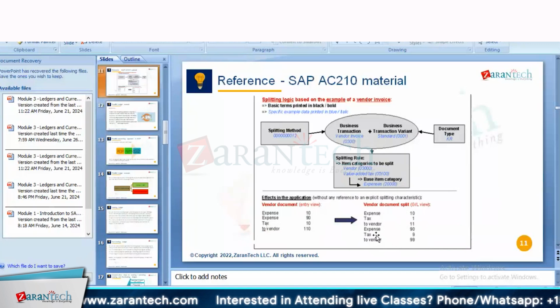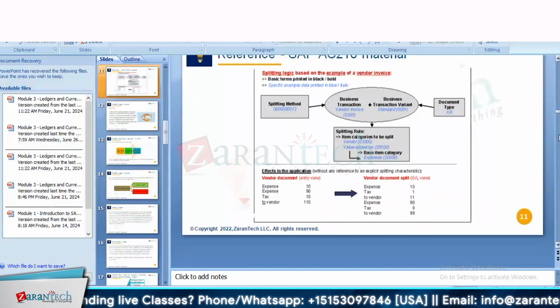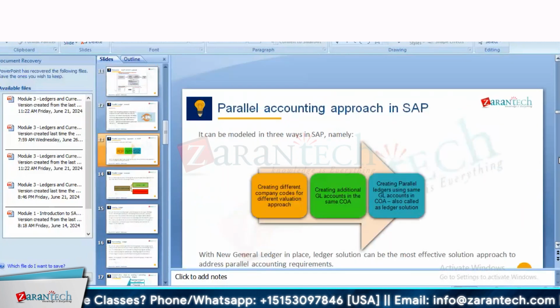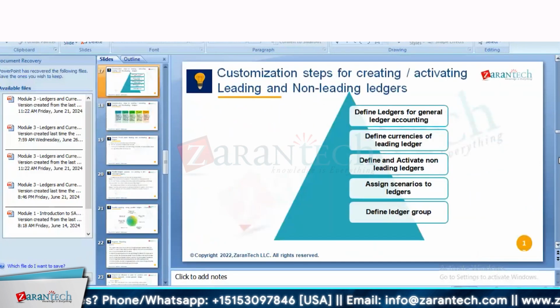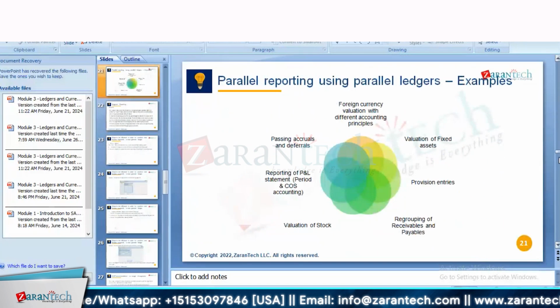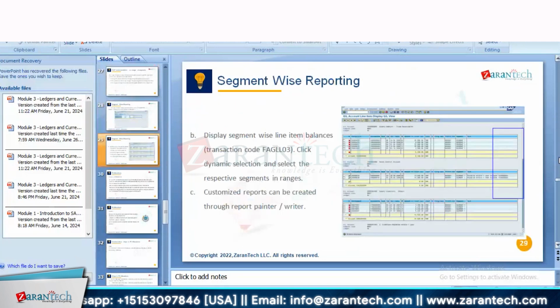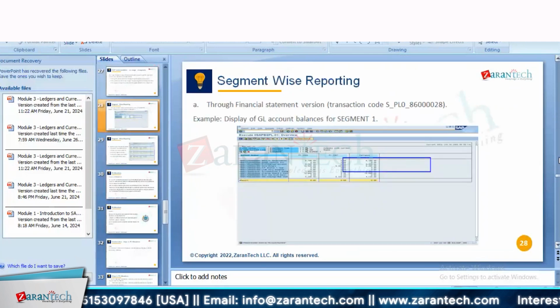So you could say vendor tax expense, vendor tax expense. So like that, the split happens. So this is how you can do the segment-wise reporting. Once you run the report, here you can see the segment is also getting populated. You can do the sorting at segment level and all.